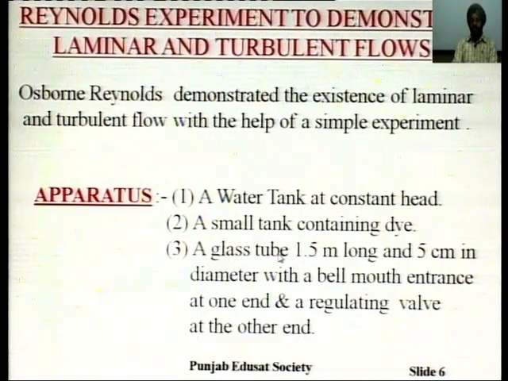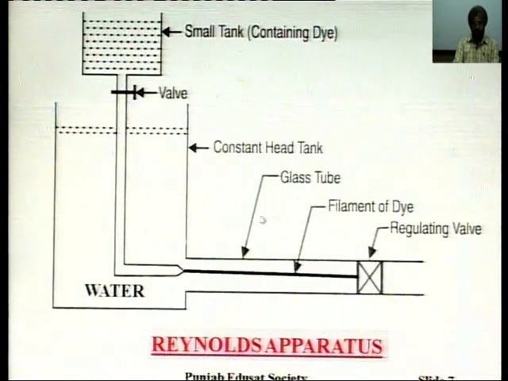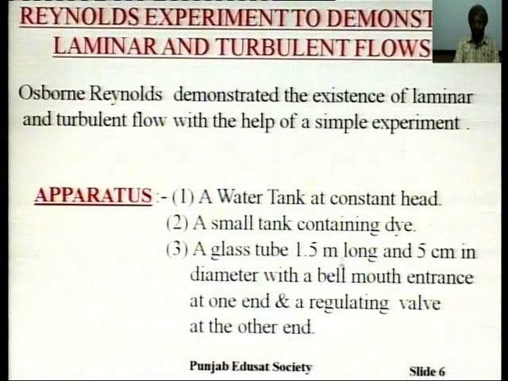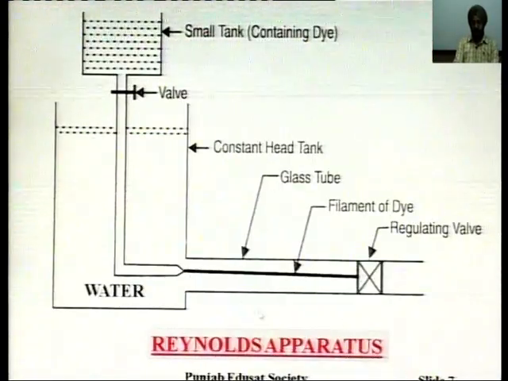Then we have a glass tube 1.5 meters long and 5 centimeters in diameter. So this is a glass tube, as you can see here. From here to here we have a glass tube having a length of 1.5 meters and a diameter of 5 centimeters, with the bellmouth entrance at one end and a regulating valve at the other end. As you can see here, we have the bellmouth entrance and here we have the regulating valve. So this is all regarding the apparatus part of this Reynolds experiment.